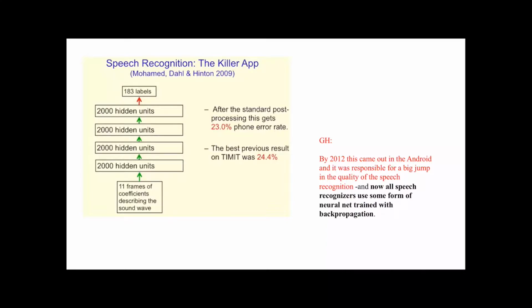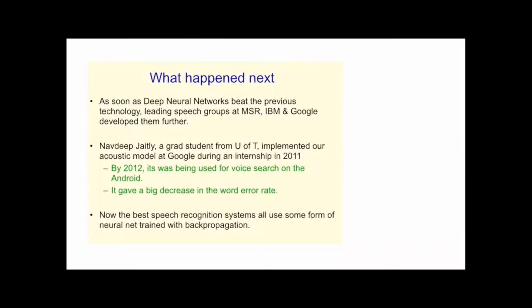So in 2012, speech recognition came out, and it was the first killer app. The standard post-processing accuracy for speech recognition was stuck at 23 or 24% error. And now it is known that with the backpropagation deep learning nets, we can get the error rate down to 5% or even to the level of human performance. So this, of course, gave a big decrease in the error rate, and all speech recognition now uses backpropagation training.